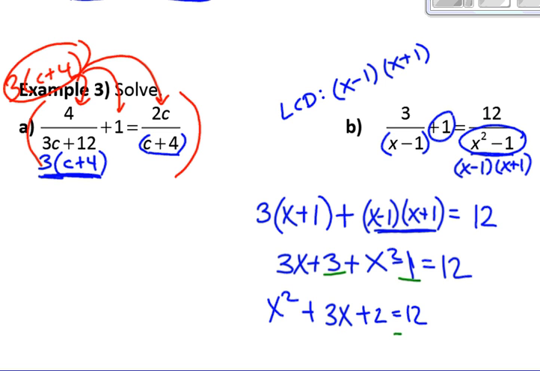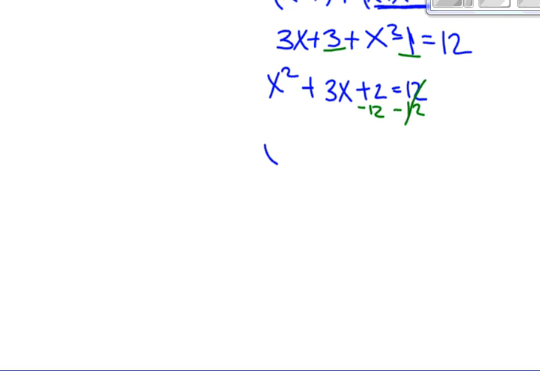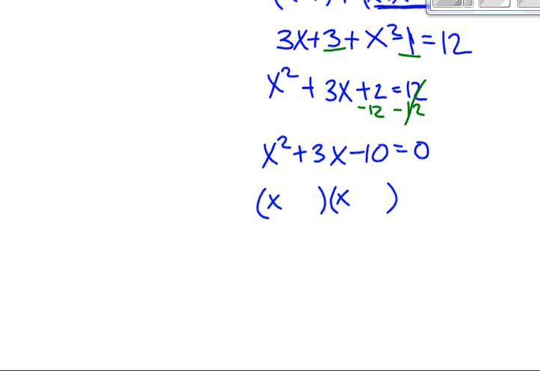Now you need to subtract your 12 from both sides to make sure you're equal to 0, because you cannot factor unless you're equal to 0. So 2 minus 12 is negative 10, and now we can factor. Factors of 10 are 5 and 2. Now it's a negative 10, so they need to subtract to get positive 3. That means the 5 must be positive and the 2 is negative. So for our final answer, we get positive 2 and negative 5.